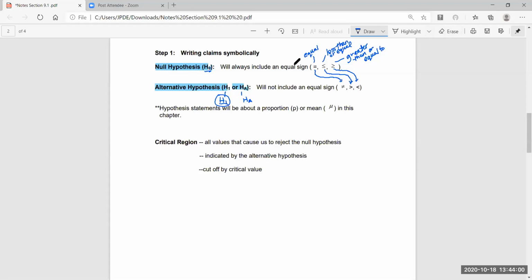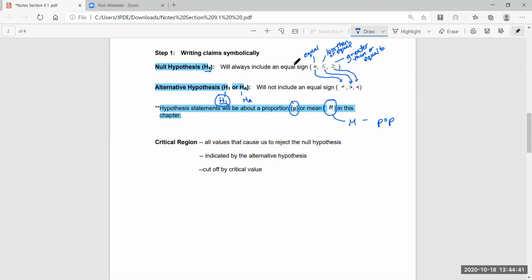In this section, the hypothesis statements, let me just highlight that, will be about a proportion or a mean. And like I said, we're going to be doing hypothesis testing till the end of the class, so you're going to get really good with it. For now, in this chapter, we're going to start with proportions and means. And again, you see a mu here because we're looking at the sample and making a statement. We're extending it to the population, so our conclusion is about the population.